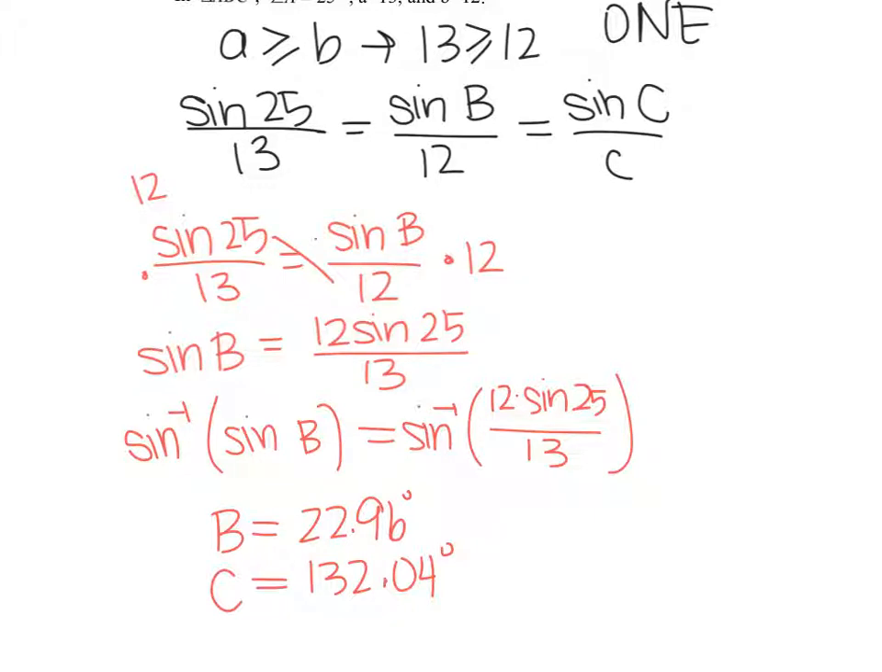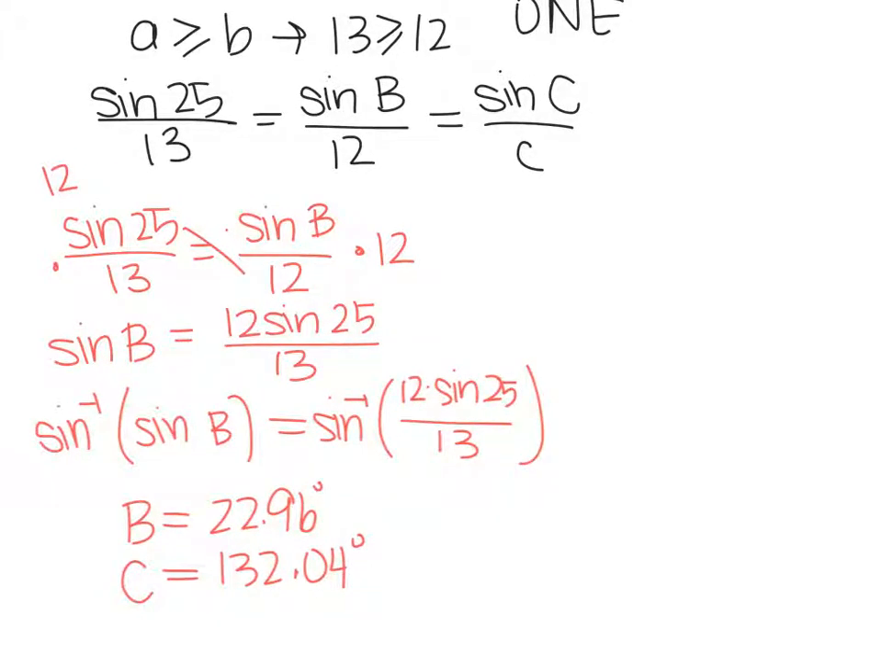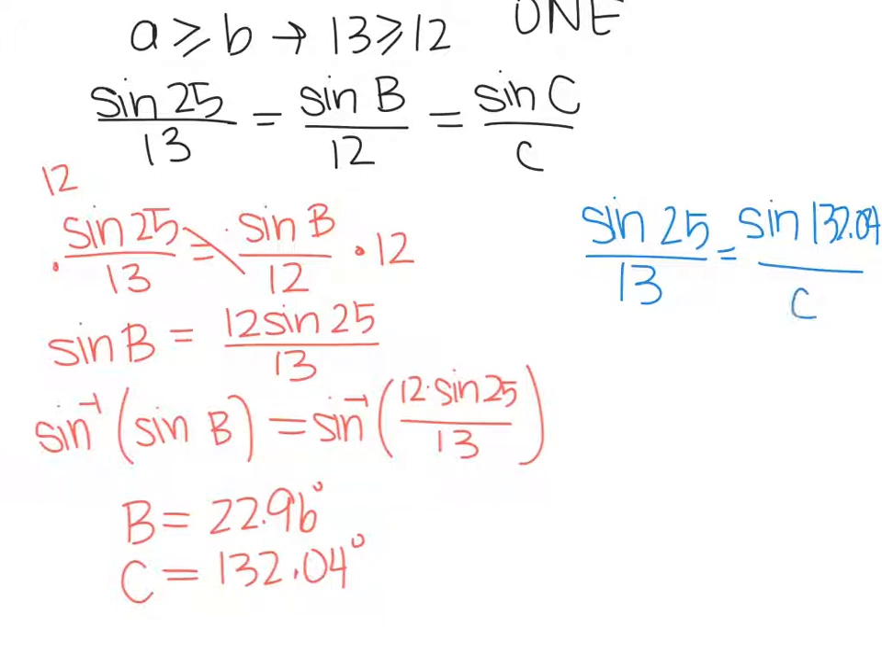So now to find side C, we have to set up the law of sines again, this time using our last ratio. We're going to use the sine of 25 over 12 over 13 as our other ratio. Now that we know angle B, we could use that one, but because we had to round and we got a decimal, it's always best to use exact numbers you're given to solve for missing sides and angles. So sine of 132.04 all over C.